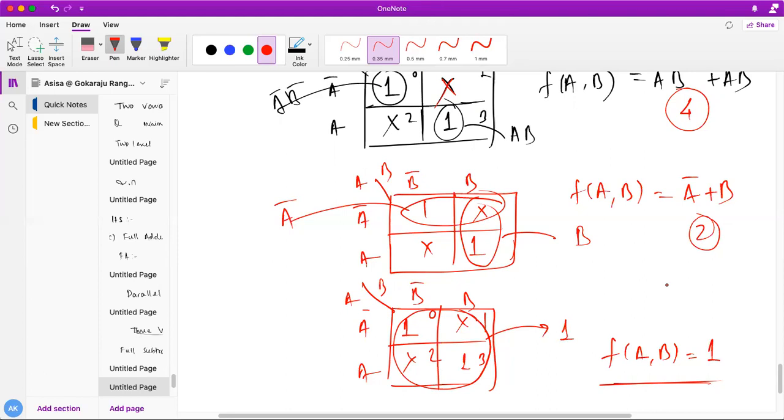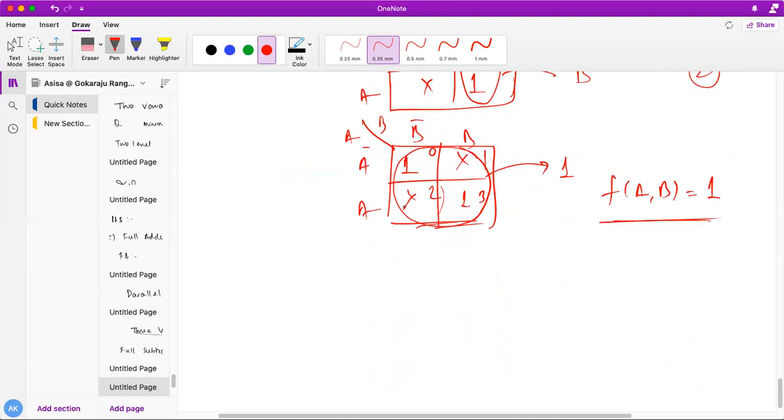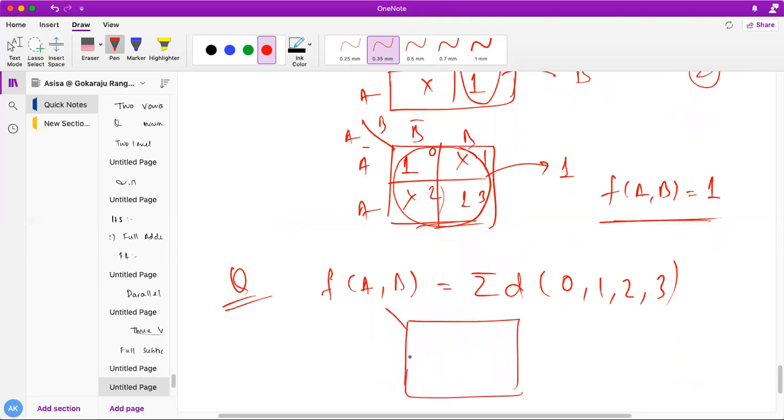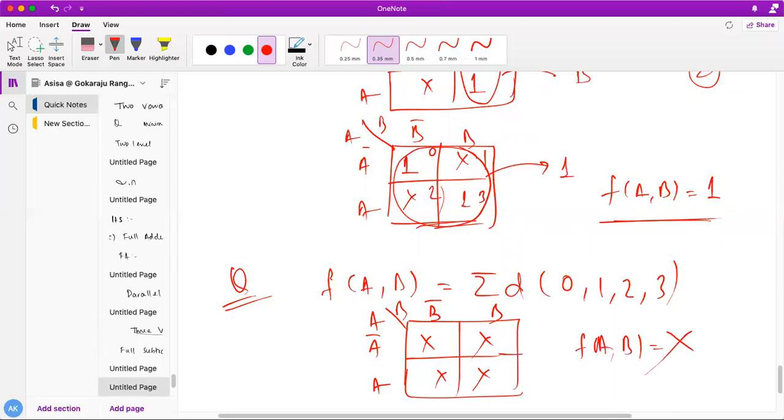Okay, in SOP form, if all are ones, the output is 1. That I have already told actually. All are don't care means, so now you see me. If the question is f of a comma b, so this is a very important GATE question, student, summation of d 0, 1, 2, 3. Solve it. What do you have to do? Just remember, if all are don't care, let's say like this, a b, this is my b bar b, this is my a bar a, all are don't care. What do you need to do? The answer is don't care. Okay, understand, sir? This is very important. It has already come 3-4 times in the exam.